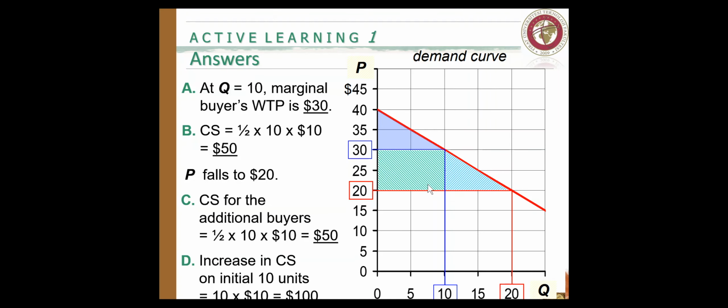Actually, that's it for the consumer surplus, and I have another session for the producer surplus, and then we will speak about the whole efficiency of the market.